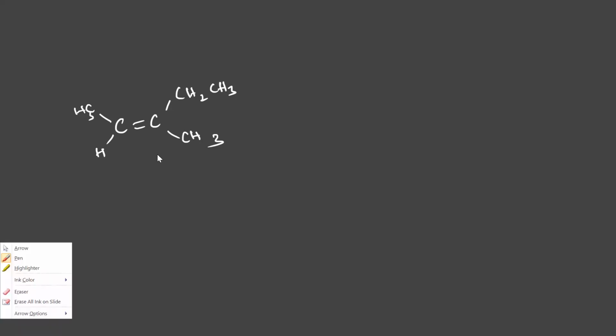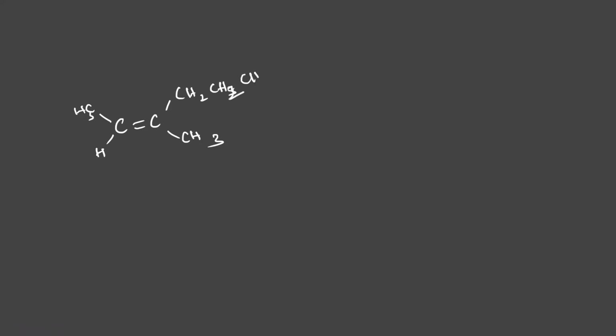Now, C double bond C, CH2, CH3. You have hydrogen here, and you have CH3 here, and then you have hydrogen here. Now, I'll take a CH3. You can assign priority here. All three are different. No, sorry. So just add another one. So look at this example.